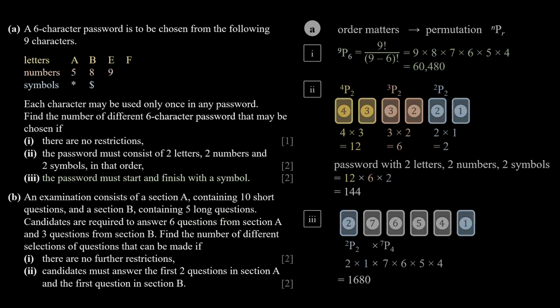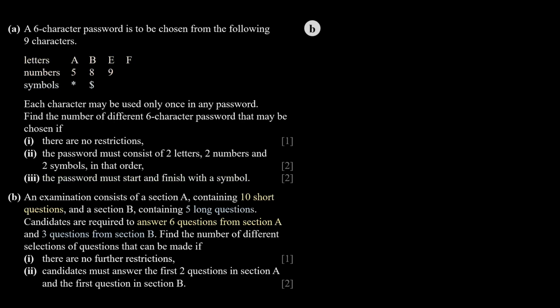In Part B, the candidate must answer 6 short questions from Section A and 3 long questions from Section B. Since the order of answering the questions does not matter, we use combinations to calculate the number of ways to select the questions. The formula for combinations is written as n choose r, where n is the total number of items and r is the number of items we select.